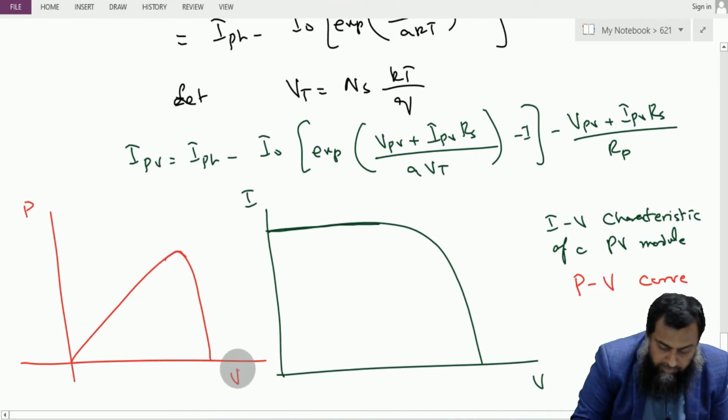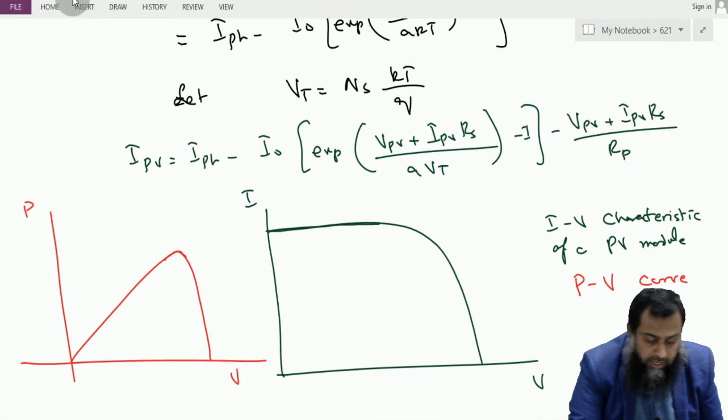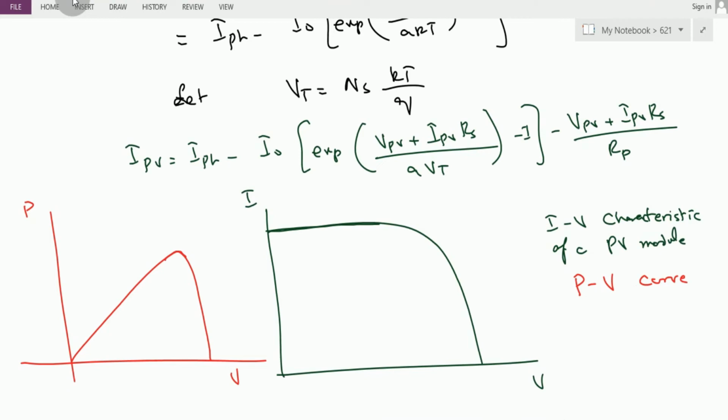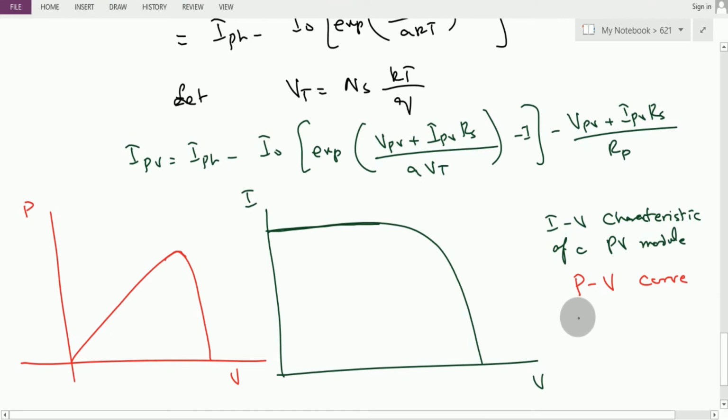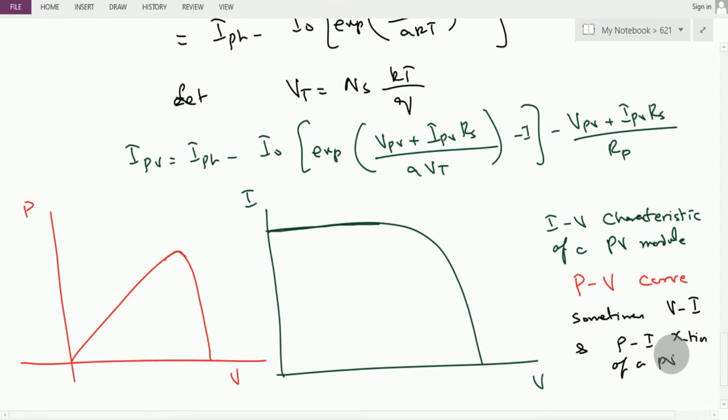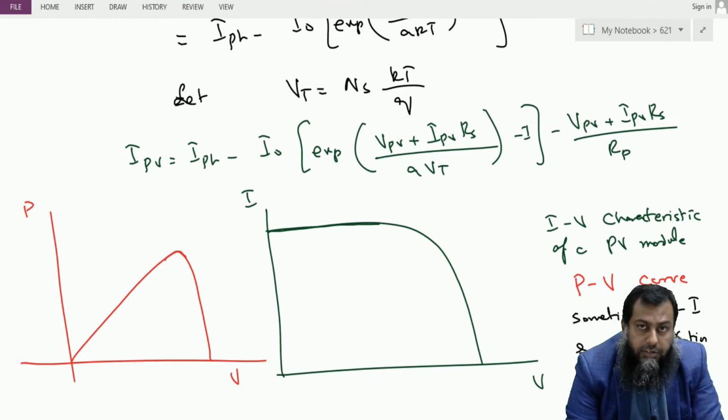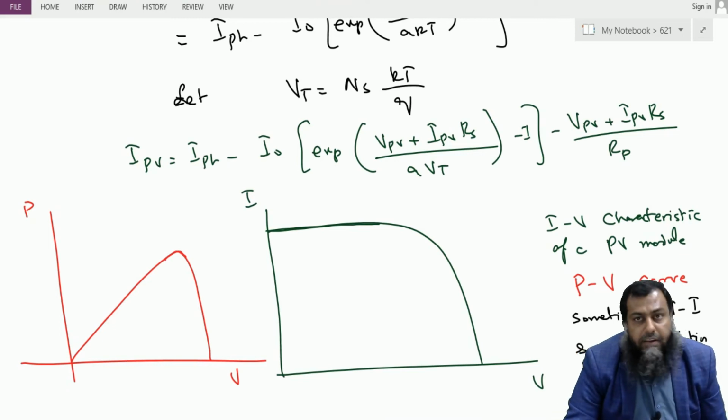So here we have the P and here we have the voltage. Occasionally, for some applications like the full correlation current MPPT system, we may opt for VI characteristics and PI characteristics of a PV module as well. But for the understanding of the data sheet and for almost all kinds of applications, the characteristic curves of a photovoltaic module are the IV characteristics and the PV characteristics.